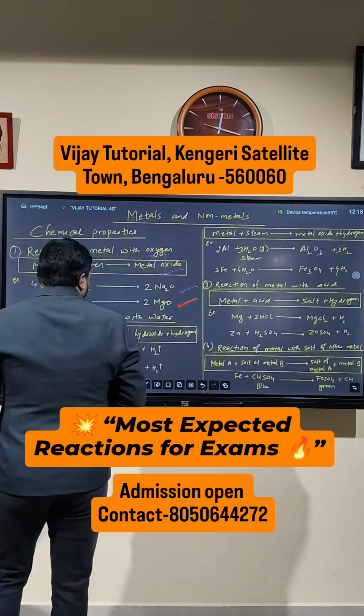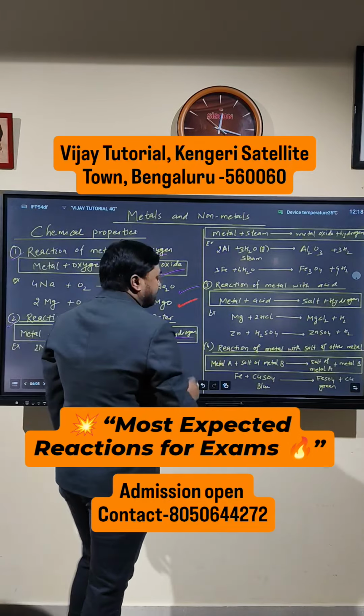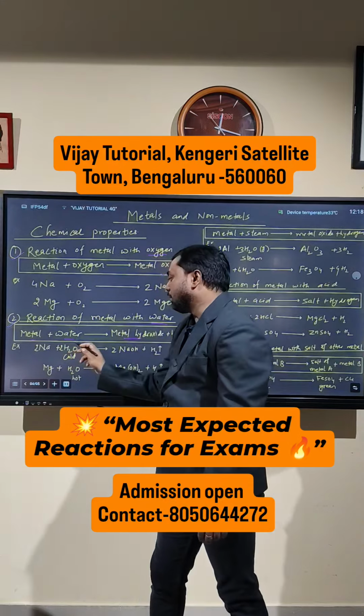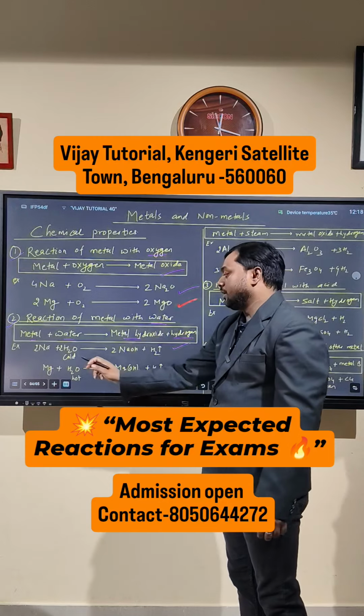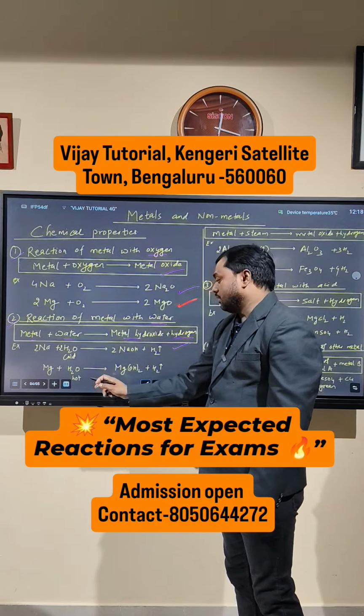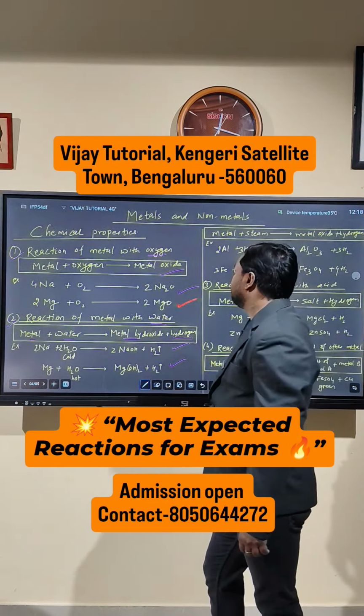Next, reaction of metal with water. Metal reacts with water and gives you metal hydroxide plus hydrogen. For example, sodium plus cold water gives you sodium hydroxide plus hydrogen. Magnesium plus hot water gives you magnesium hydroxide plus hydrogen.